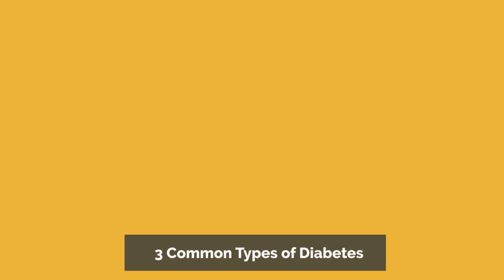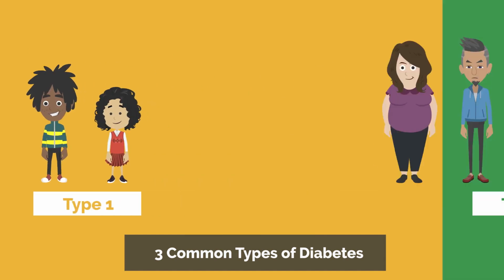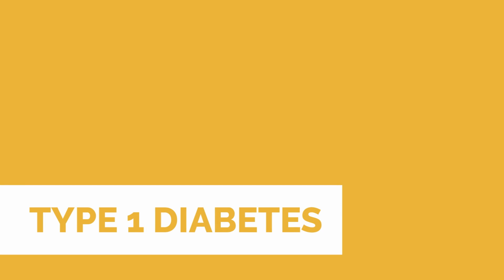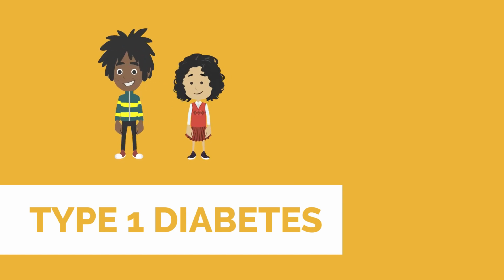There are 3 common types of diabetes: type 1, type 2, and gestational diabetes. Type 1 diabetes, formerly called juvenile diabetes, occurs when one's pancreas creates little to no insulin because the body is attacking essential cells within the pancreas, the organ responsible for creating insulin. This attack results in the body's inability to create and/or use the insulin that is produced. This type of diabetes can occur at any age, but most often it occurs in children and young people.